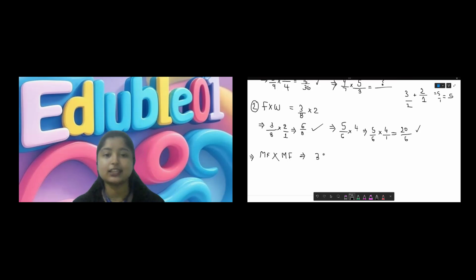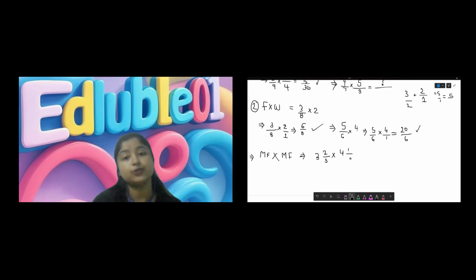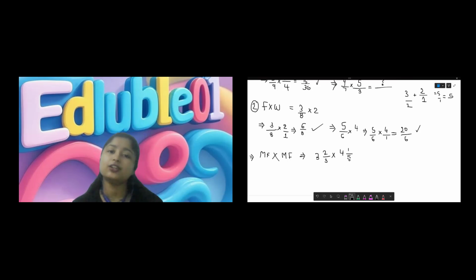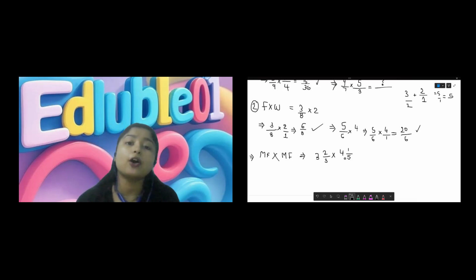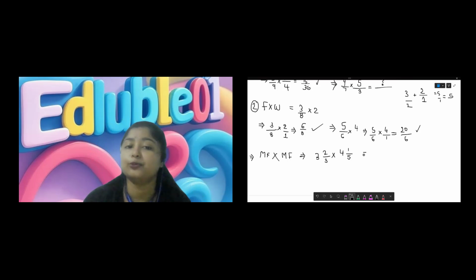So if it is 3 and 2 over 3 times 4 and 1 over 5, what are we going to do? Nothing much. We just need to change the mixed fraction into the improper one, and we know how, right?